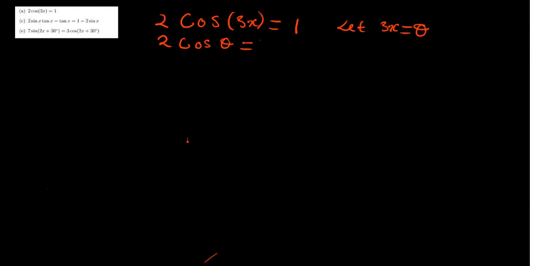Okay, so question A reads 2 cos 3x equal to 1. So 3x is the whole angle. In order to answer this, you can say let 3x equal to theta. Then where there's 3x, we substitute theta. So 2 cos theta is equal to 1. And divide by 2 on both sides of the equation, so cos theta is equal to 1 over 2.